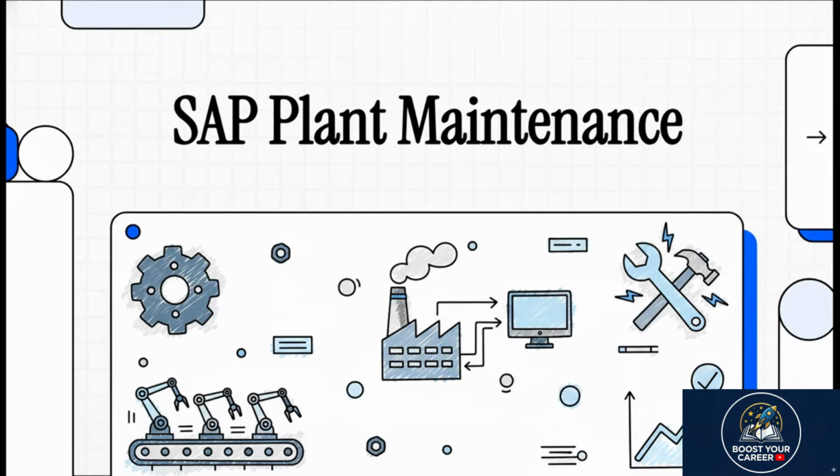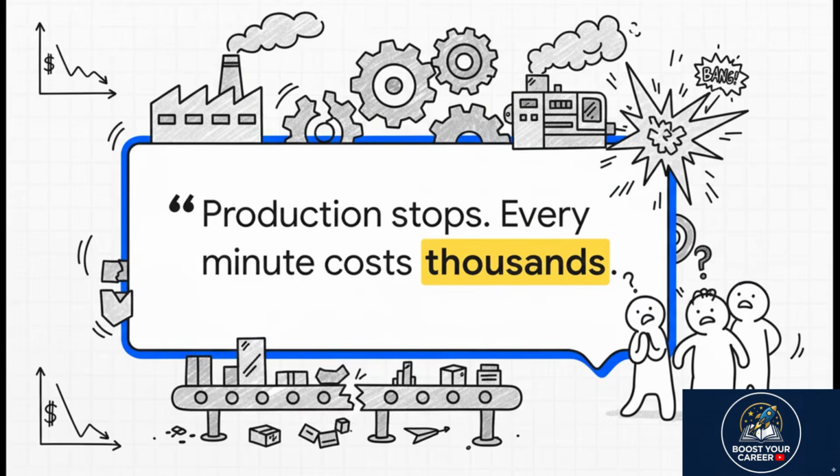Exactly how the biggest companies on the planet use this software to stop catastrophes before they happen and keep those production lines humming. I want you to picture this. You're standing in a massive factory. Everything is humming along, it's loud, things are moving, and then suddenly, bam, a loud bang, and your single most critical machine just grinds to a halt.